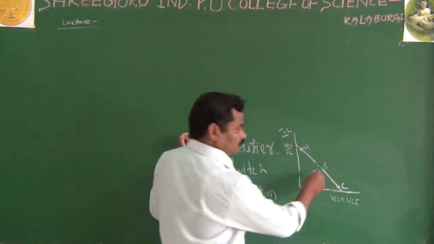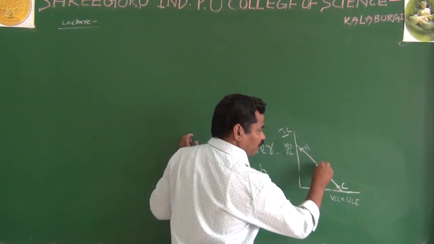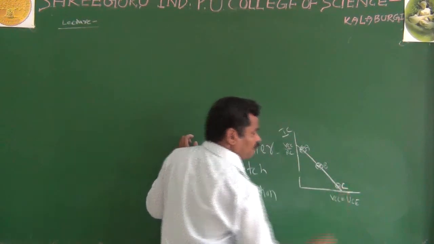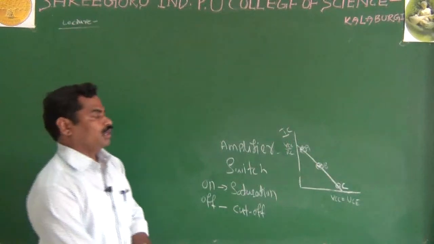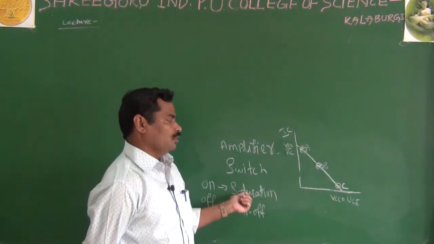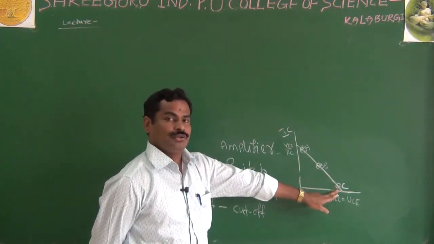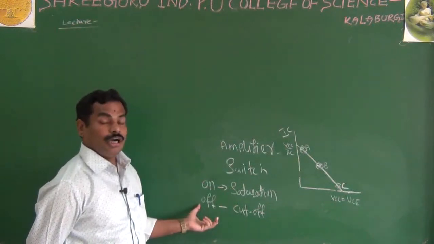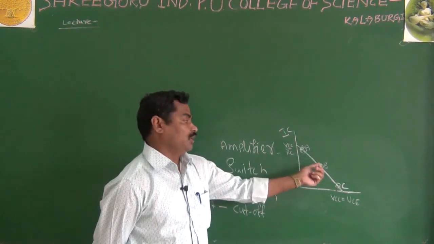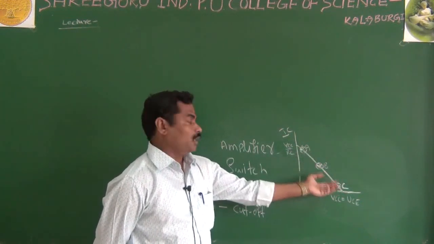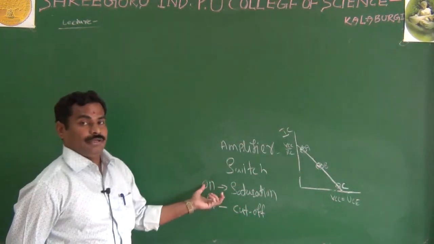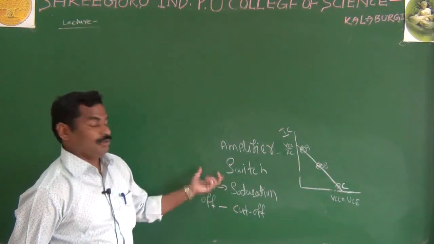Whenever the Q point is in the middle of the active region, your transistor is used as an amplifier, and whenever the Q point is near to the saturation, that is used as the on switch, and if the Q point is near to the cutoff, that is called the off switch. It means by knowing whether the Q point is near to the cutoff, near to the saturation, or in the middle of the active region, you can identify the application of your transistor.